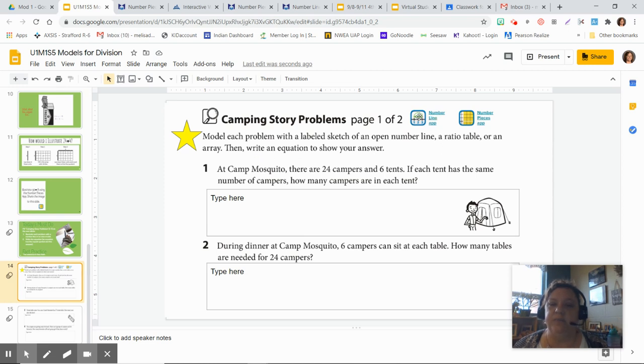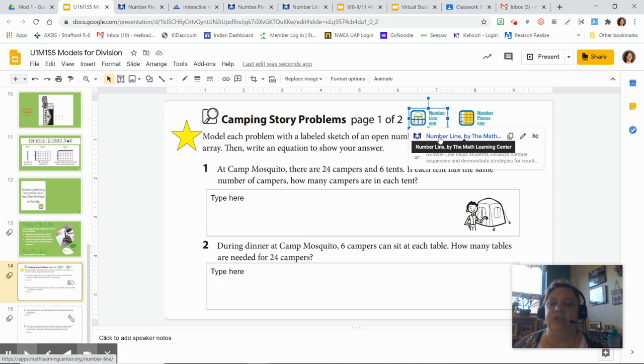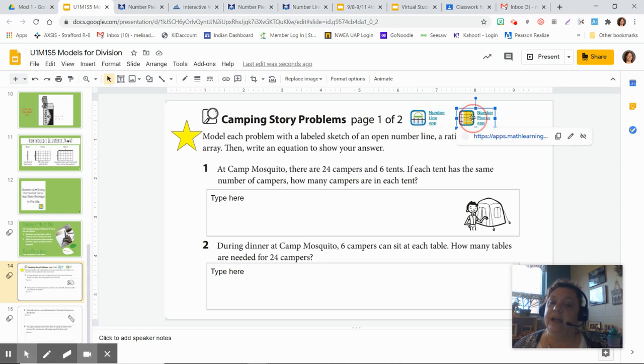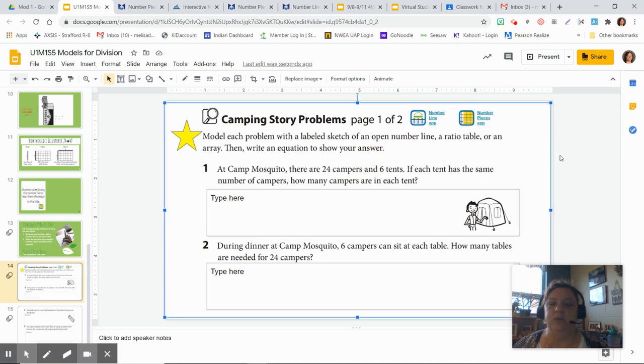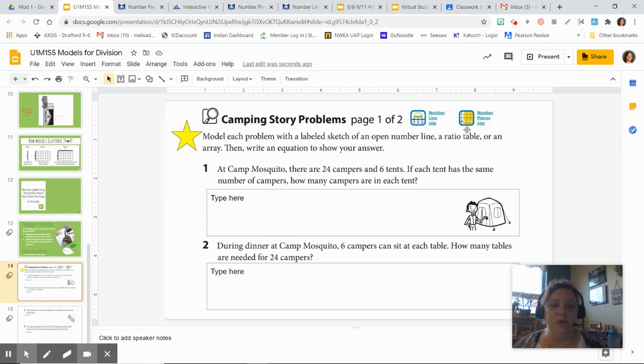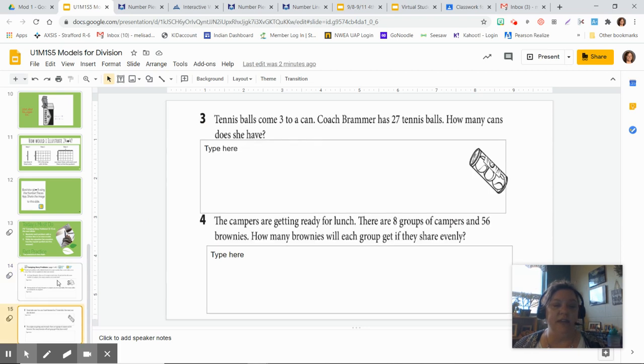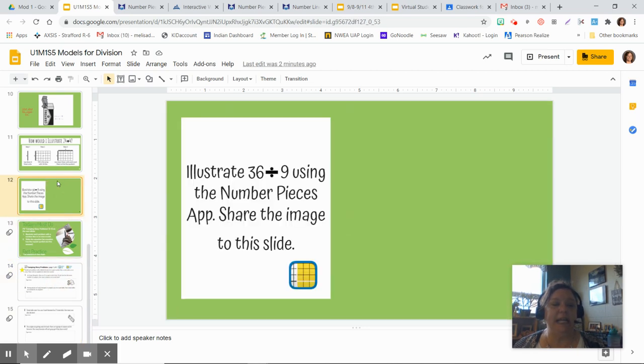So right here, you have access to the number line or number pieces. You do you. Whichever one you want to use, or if you want to use your notebook and take a picture of it, that's fine too. But I need you to put a picture of how you worked it out. Then you need your equation and show me the units with your answer, okay? Sound good? Awesome. When you are finished, you will hit turn in.